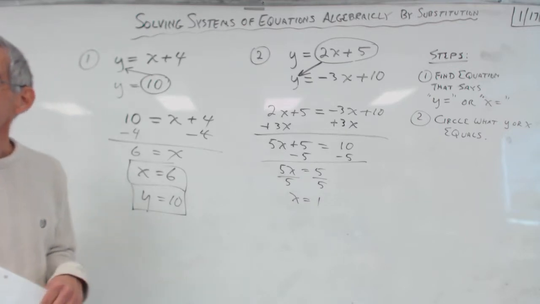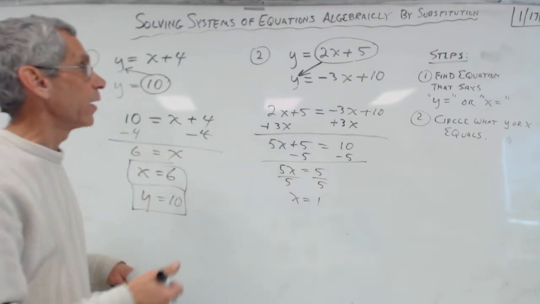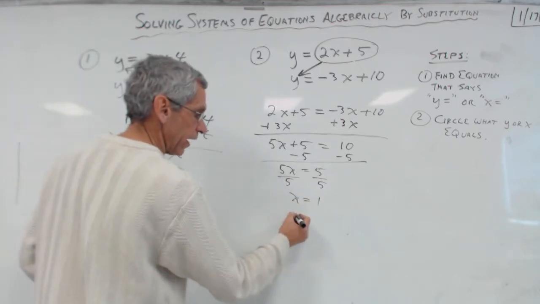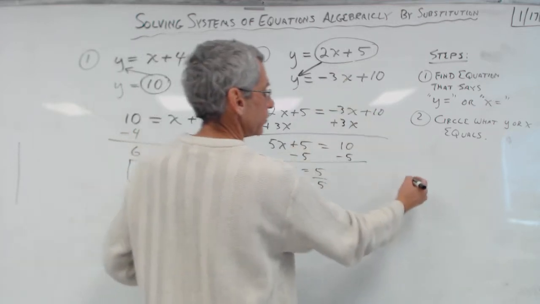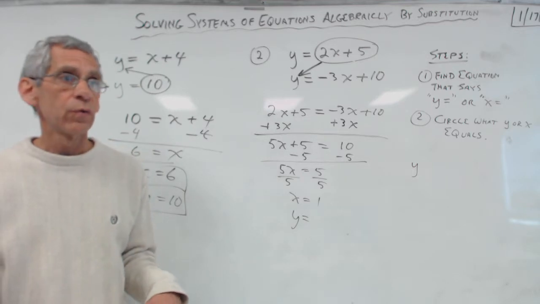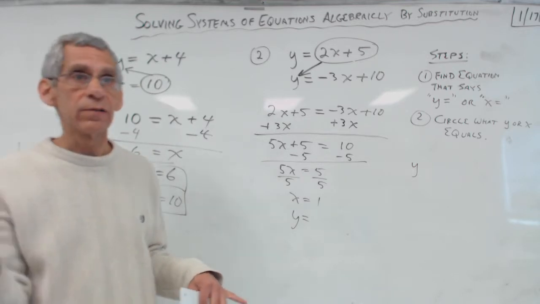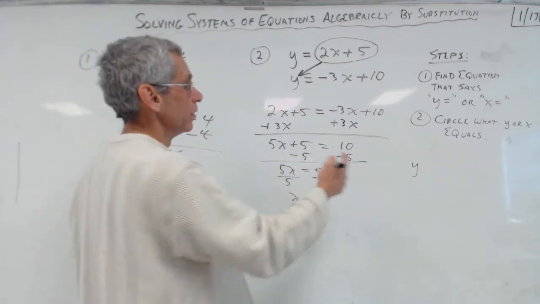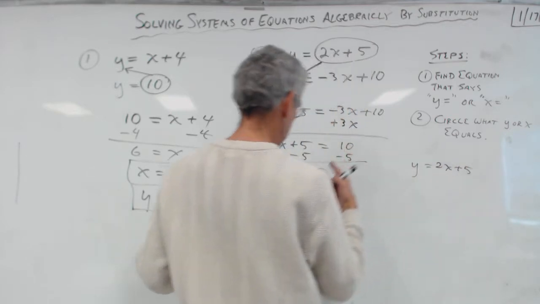You're never done until you give me what? X and Y. So if I know x is that, what is y? I'm going to substitute that. Which one do I have to substitute it into? Y is 7. Any one, it doesn't matter, right? So y is equal to 2x plus 5, so 2 times 1.